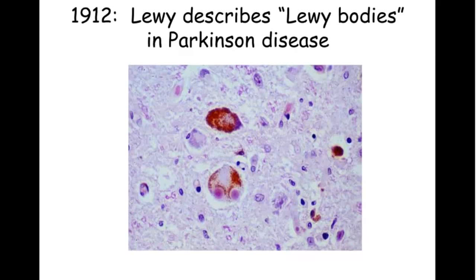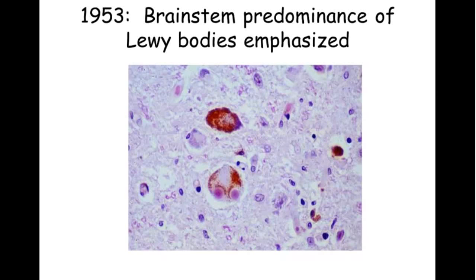Lewy bodies were first described by Professor Lewy in 1912. Interestingly, he identified them not in the substantia nigra, where we recognize their clinical significance today, but rather in a basal forebrain nucleus called the nucleus basalis, a cholinergic nucleus that is heavily involved in not only Lewy body diseases but also in Alzheimer's disease. This picture indicates two Lewy bodies in a single neuromelanin-containing substantia nigra neuron of the midbrain.